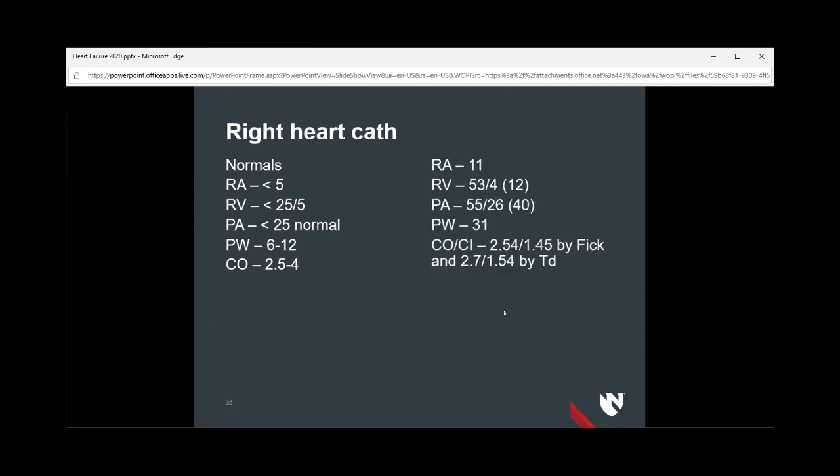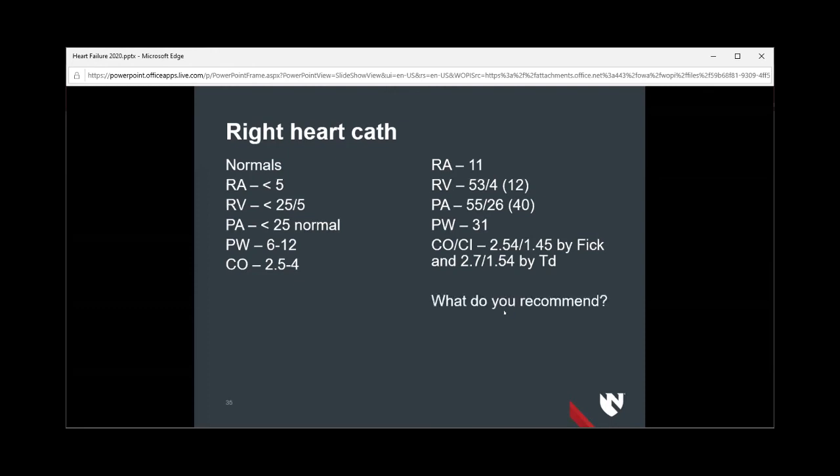So our patient went for a heart catheterization. He had an RA of 11, PA of 55/26 with a mean of 40 and a wedge of 31. So looking at his cardiac output and cardiac index, his cardiac output was 2.54 and his index was 1.54 by Fick, and by thermal his cardiac output was 2.7 and index 1.54. So this patient has low cardiac output, and the reason he's not diuresing is because he's not adequately perfusing.